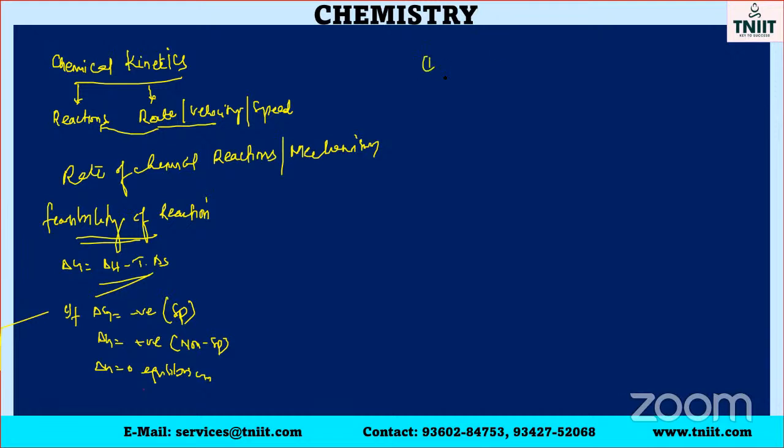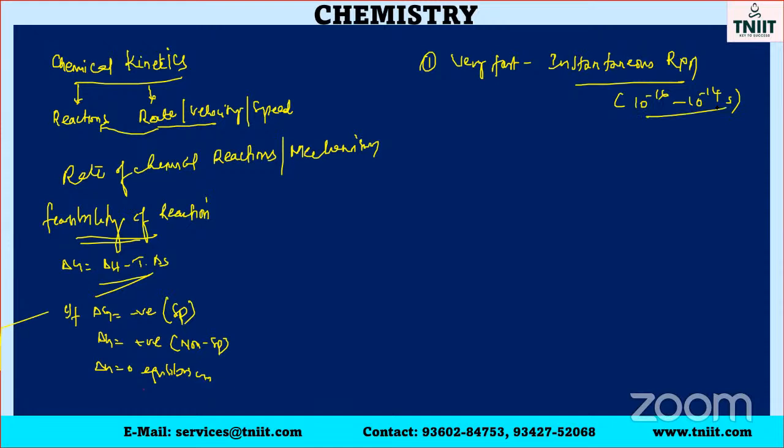One is very fast reactions. These very fast reactions are called instantaneous reactions. Very fast reactions are instantaneous reactions. This instantaneous reaction takes place in a time of 10 to the power minus 16 to 10 to the power minus 14 seconds. See, the reaction is very, very fast. In the blink of an eye, the reaction can take place. These reactions are called very fast reactions. And they are also called instantaneous reactions.